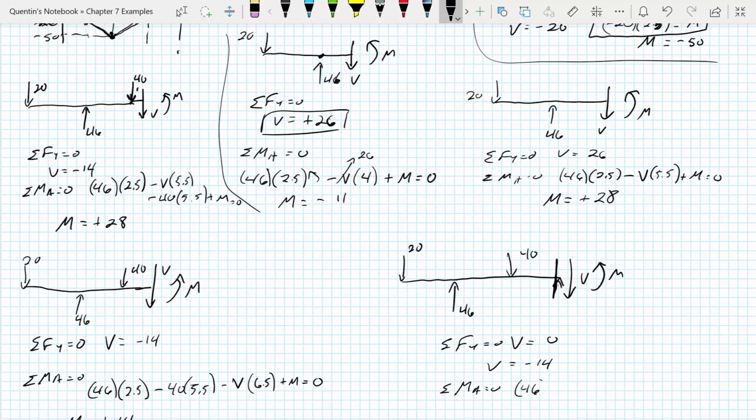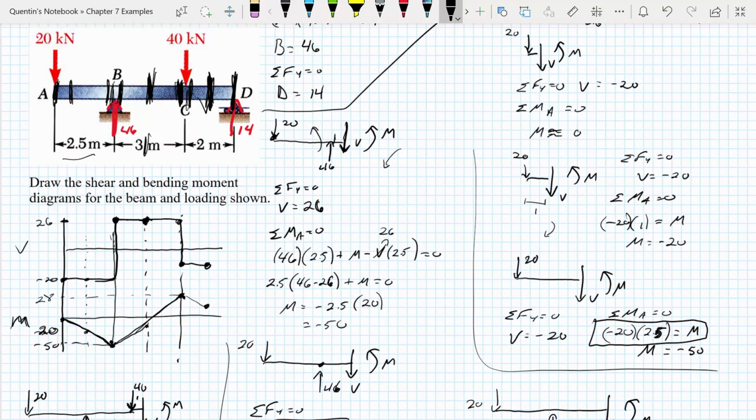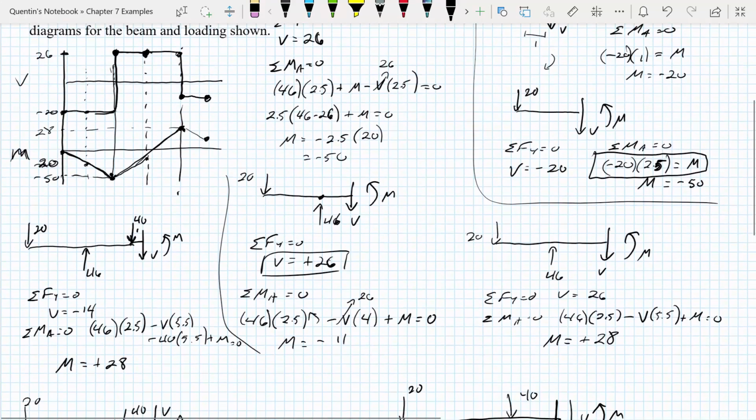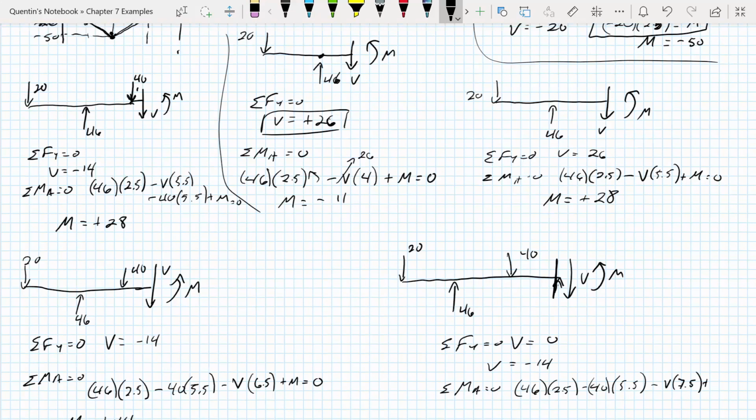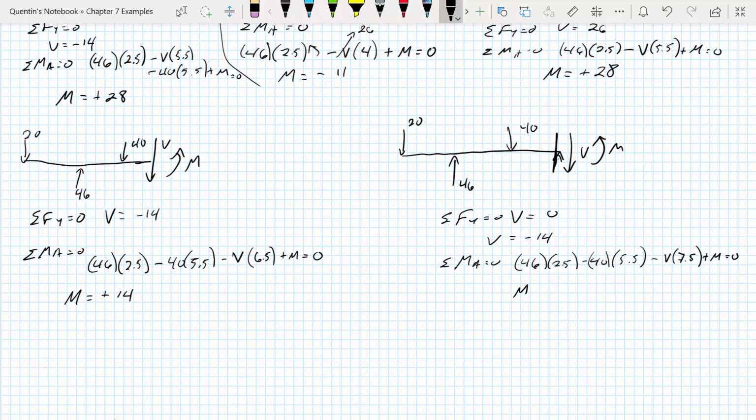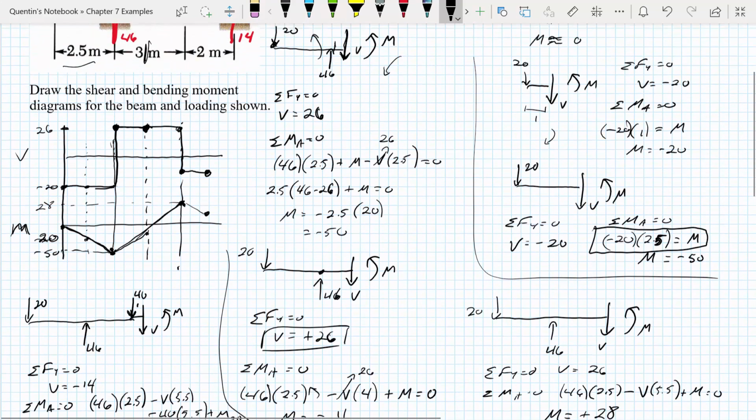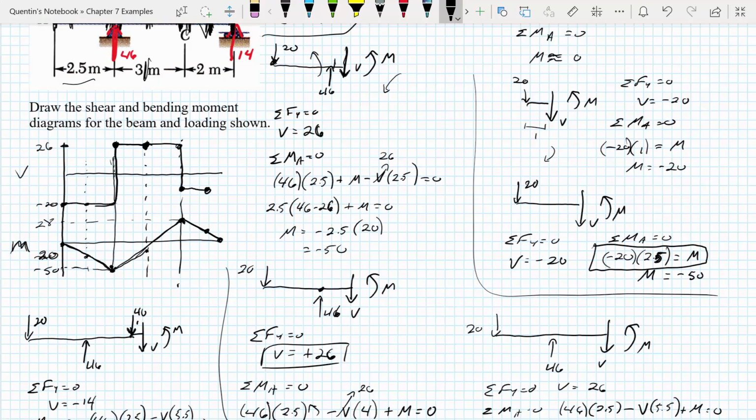I'm going to have 46 times 2.5 minus 40 times, excuse me, 5.5. In this case, minus V times, let's look through this, this is minus all the way over to here, right? So we're talking 5.5, 7.5. 7.5 plus M equals 0. So therefore, you'll find that M is equal to 46 times 2.5, right? And then 40 times 5.5. Subtract that off. Now V is minus 14, so 14 times 7.5. And then you get, lo and behold, moment is equal to 0. So what that's saying is this thing comes all the way back down here to 0, whereas this maintains here.